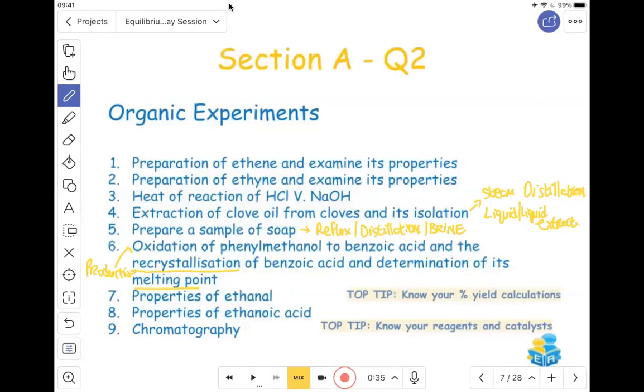Some tips for the organic experiments. If you're doing question 2, you should definitely know how to calculate the percentage yield. So actual yield over theoretical yield, and then how to find that theoretical yield. That would be very important for these calculations. And similarly, you should know your reagents and your catalysts, and you should be able to label those accordingly. So if a question asks you what is the reagent and what is the catalyst, you should label those. Reagent equals, catalyst equals. So you should know those for these experiments in organic.